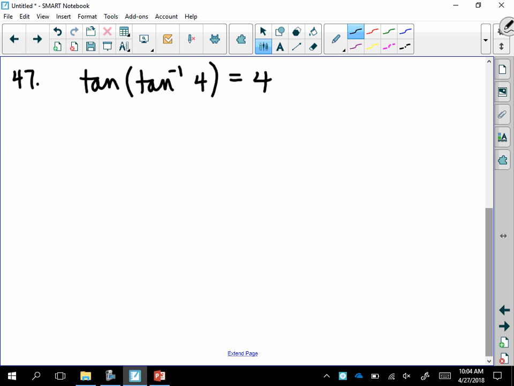11. 11 was on the next page. Oh, wait. Yeah. 15. Oh, yeah.